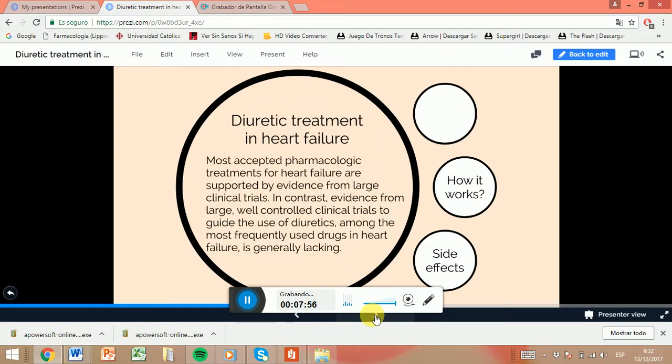Now, diuretic treatment in heart failure. Most accepted pharmacologic treatments for heart failure are supported by evidence from large clinical trials. In contrast, evidence from large, well-controlled clinical trials to guide the use of diuretics, among the most frequently used drugs in heart failure, is generally lacking.